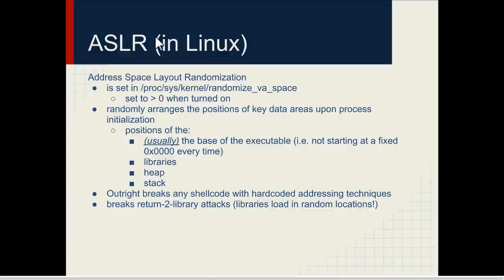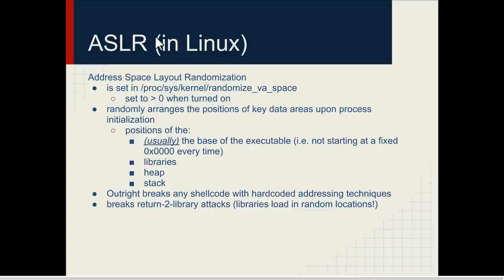So usually the base of the executable begins at 00000. So this gets randomized as well. So that throws, if that weren't even the case, it would still be really difficult. But because that is the case, that throws a lot of other things off as well. So this mitigation outright breaks almost all shell code with hard-coded addressing techniques, perhaps relying on my shell code that I put in the environment variables to be in the same place every time.